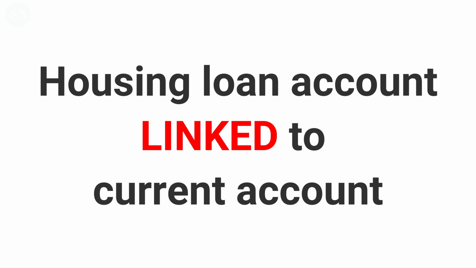Let's go. Number one, your housing loan account is linked to a current account. Usually it's a current account because they will allow you the flexibility of issuing a check with the extra money you have in the current account. This is link. What does it mean by link? Meaning whatever money you put in the current account.